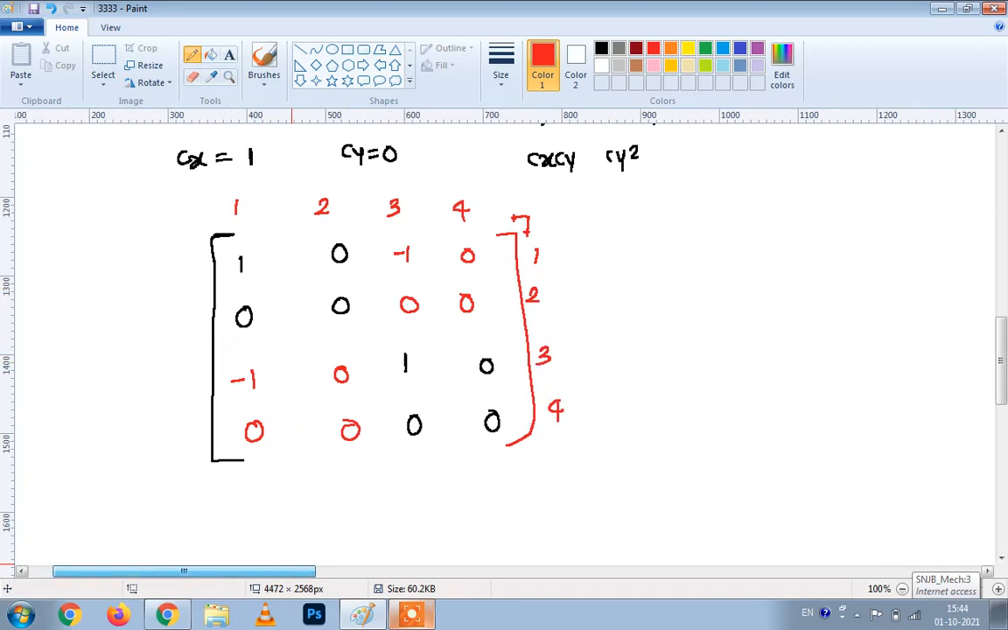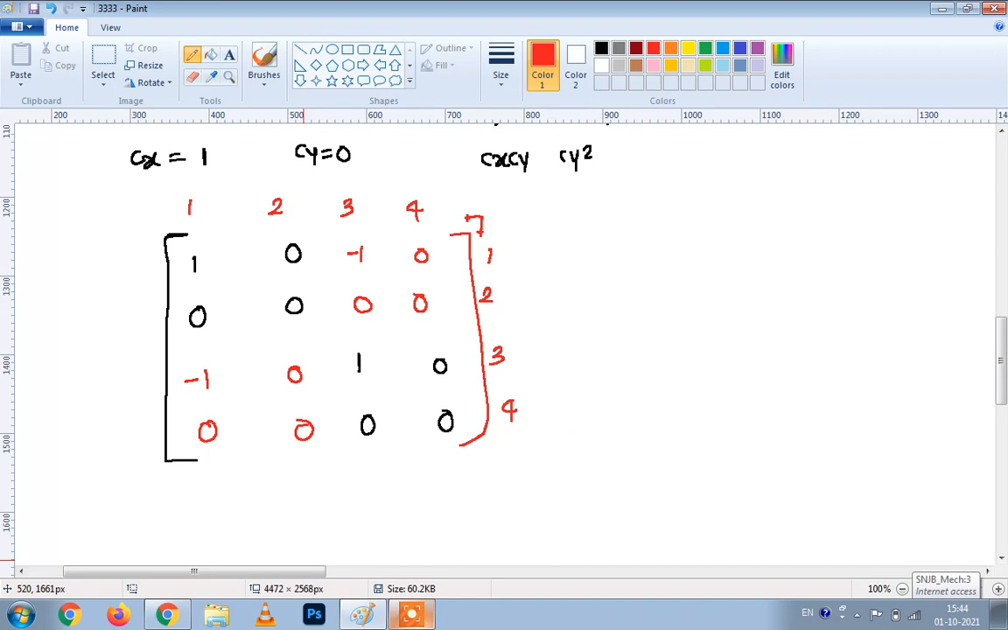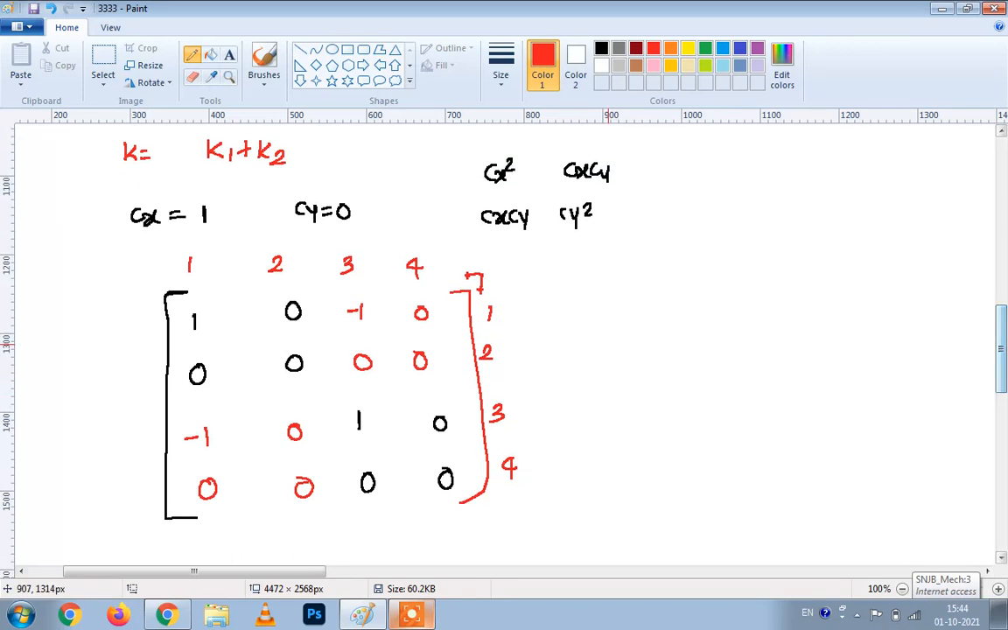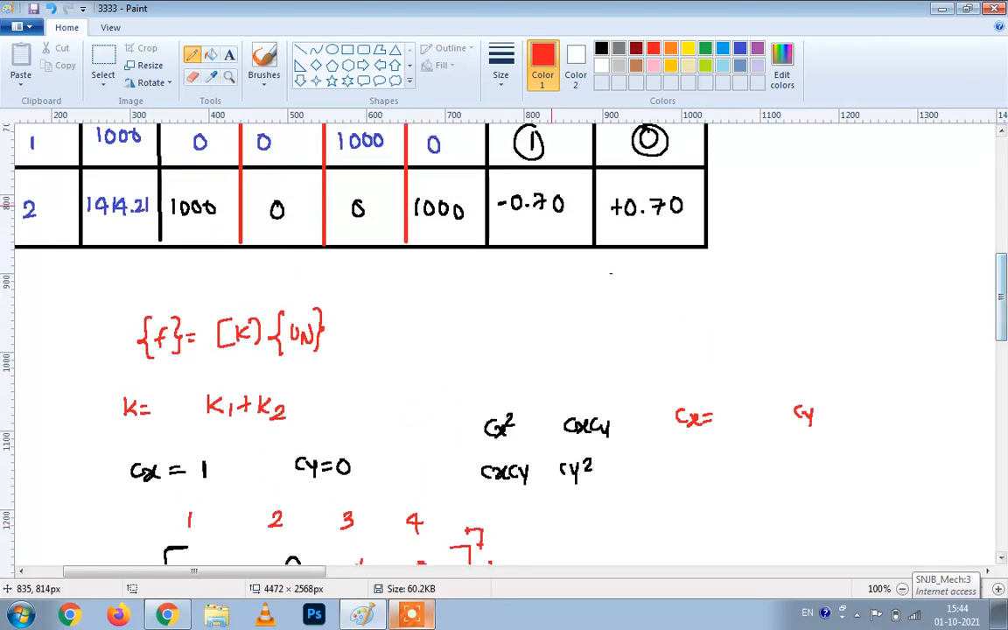You can do it like this also, finding these values by using 2i minus 1, 2i, 2j minus 1, 2j. In the last numerical we have used that method, so you can also go with that method. Now for element number 2, let's write down the values of Cx and Cy. The value of Cx is minus 0.70, and the value of Cy is equal to plus 0.70.